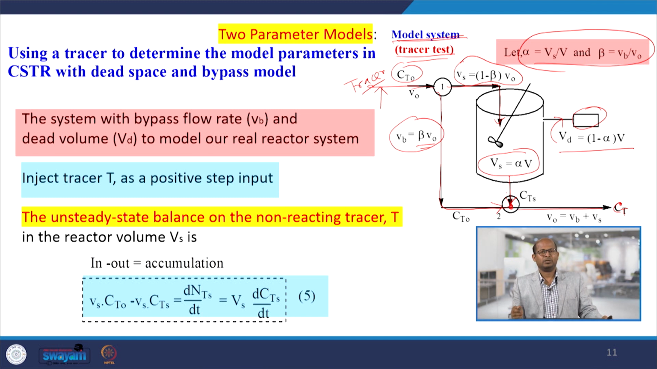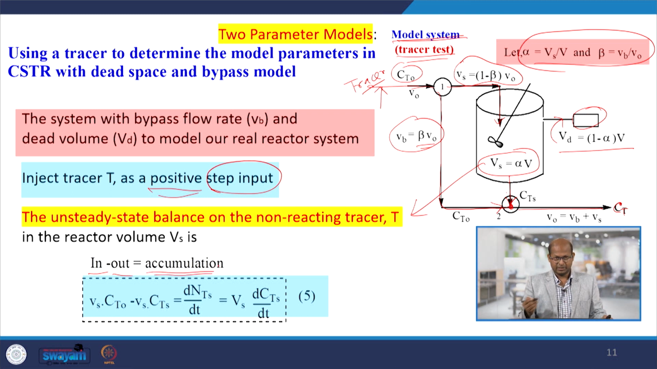Now there is a continuous tracer input. Here we are not doing a pulse input; we are doing a step input, which means a particular concentration of tracer continuously passes through the reactor. So it is a positive step input of tracer. If this is a non-reacting tracer and we do the balance in the system, input minus output equals accumulation, since there is no reaction, so that part we cannot consider. Only Vs into CT0 minus the output equals Vs into CTS.